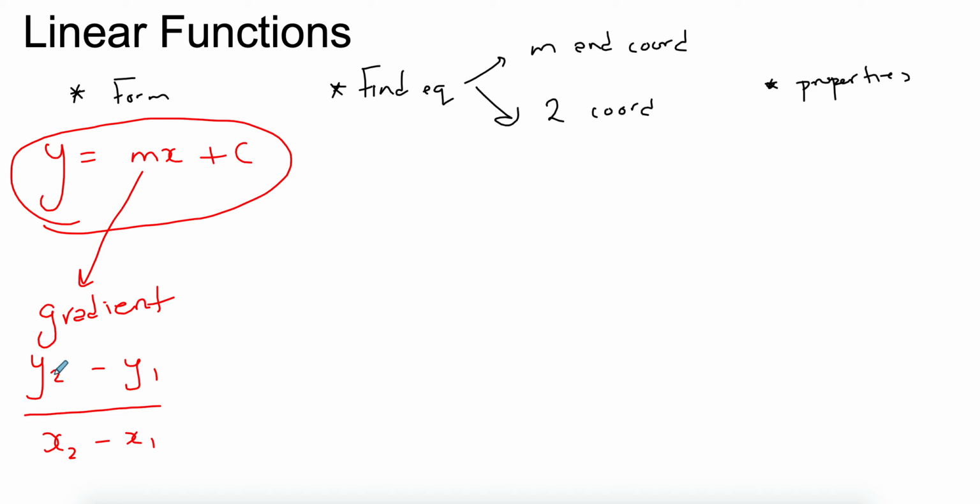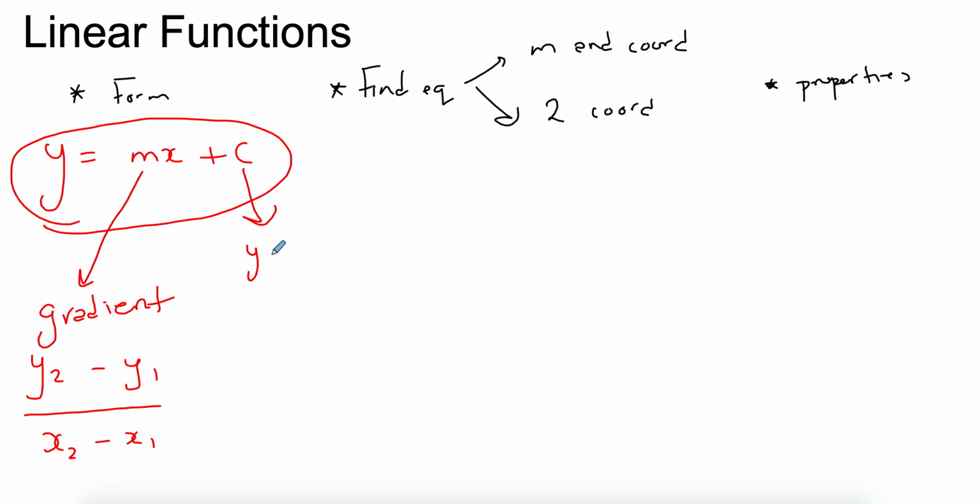So if you started with the second coordinate, then your x has to start with the second coordinate. And if you start with the first y, then your x has to start with the first x. So these 2 have to be in the same order, and remember that it's y in the numerator, x in the denominator. So this is the gradient.